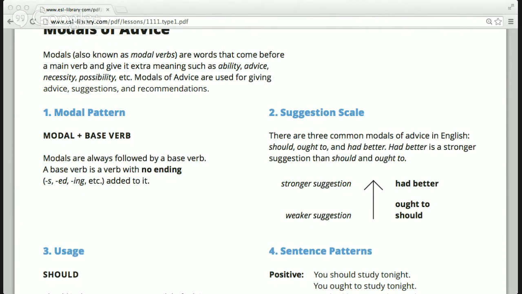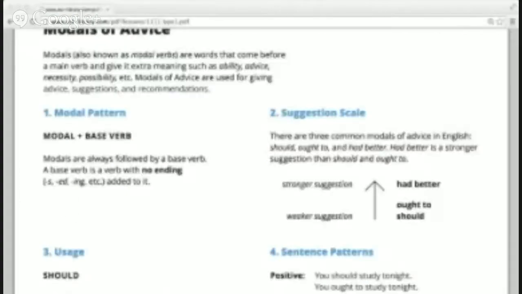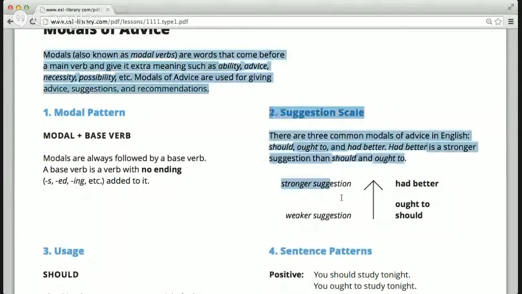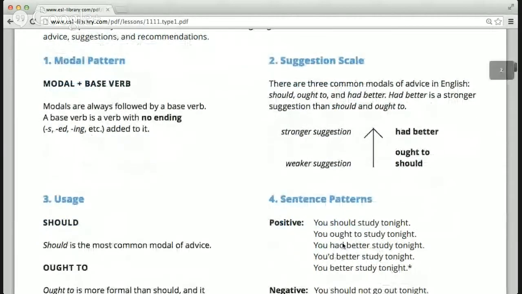All right. So let's take a look at our next part here, number 2. Miad, go ahead and read this, please. Suggestion scale. There are 3 common modals of advice in English: should, ought to, and had better. Had better is a stronger suggestion than should and ought to.